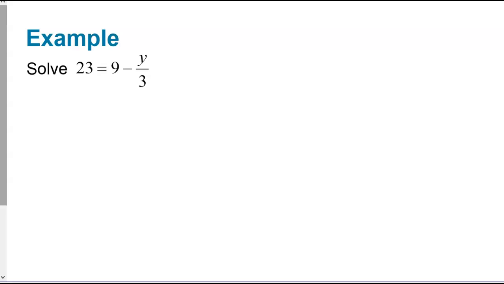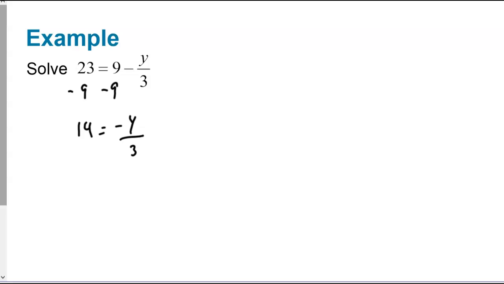In this case, we have 9, so we're going to subtract 9 on this problem. And what we do to one side of the equal sign, we have to do to the other. So we're going to have 14 equals negative y, bring your sign with you, over 3.